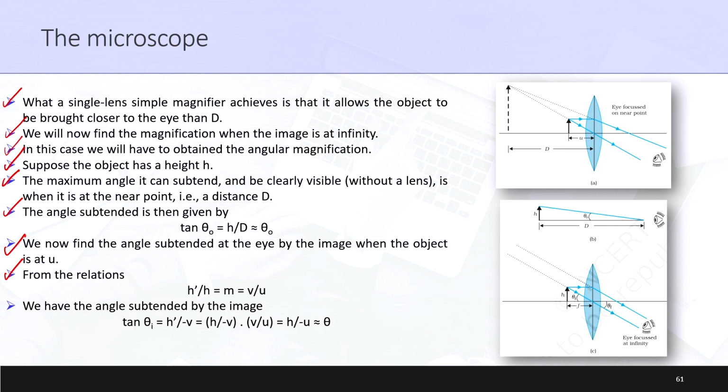Next, we have the angle subtended by the image, that is tan theta I. So, what is tan theta I? Tan theta I is nothing but h dash, that is the image height, upon minus v. What is minus v? Minus v is the distance. That is equal to h by minus v into v by u. Hence, this is equal to h by minus u. So, that v gets cancelled and this will be equal to h by minus u. This h by minus u can be approximated as theta, because we know that tan theta I is approximately equal to sin theta, which is approximately equal to theta. This is the conclusion of this portion.